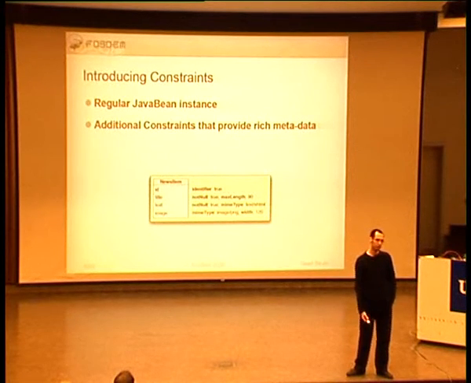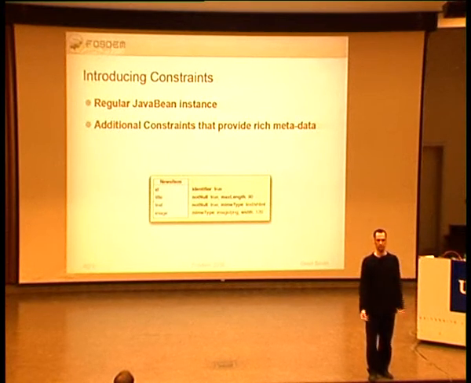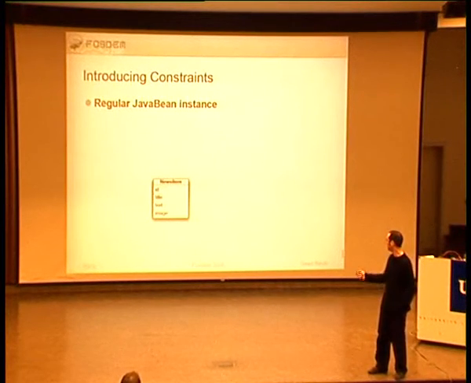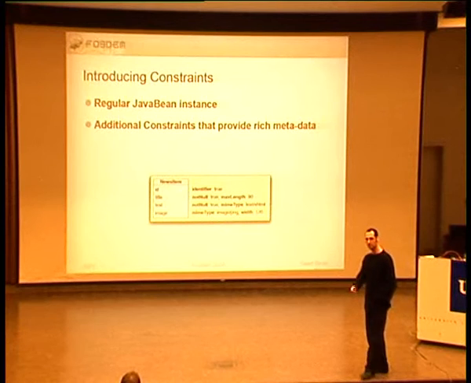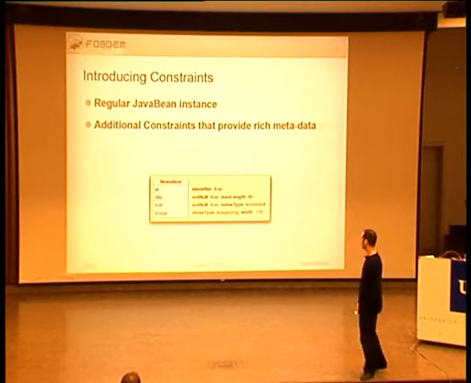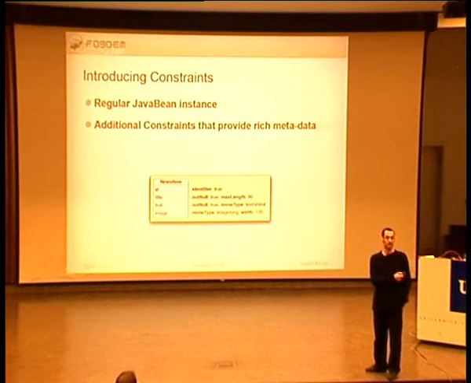Now, I add some constraints, because these properties on their own say nothing. They just say that they are there. And I add some constraints to give them additional meaning, to add metadata to the original structure. So I say that the ID is actually an identifier. It identifies the news item.